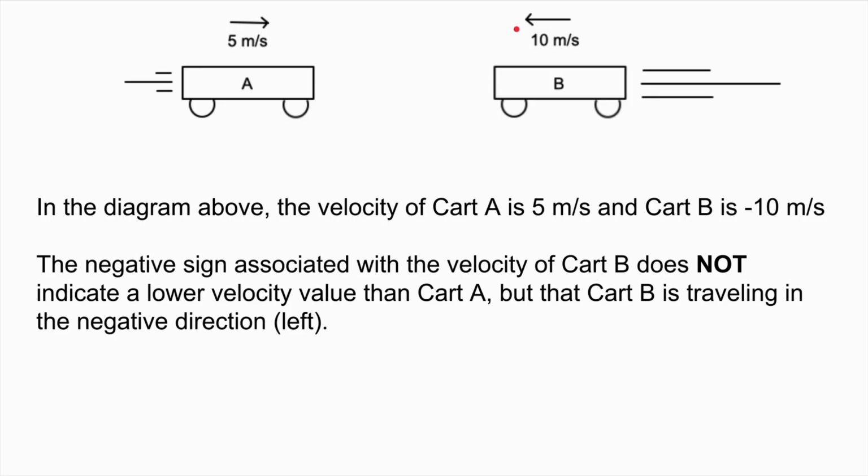Now, the negative sign associated with this cart, negative 10, does not in any way indicate that it has a smaller value. It just is telling me what direction it is. So negative 10 is not less than 5. Clearly, this one's going twice as fast, but the negative is telling me which direction it's going. So you've definitely got to learn to stop associating negativeness with lessness.